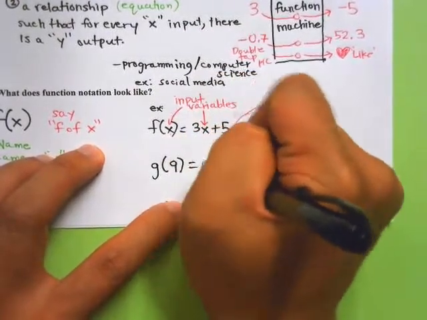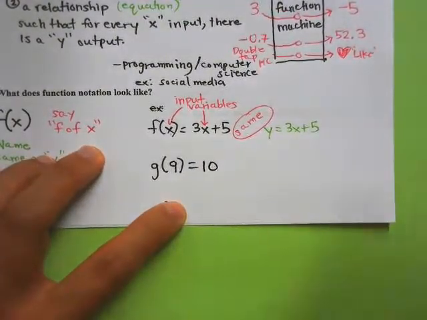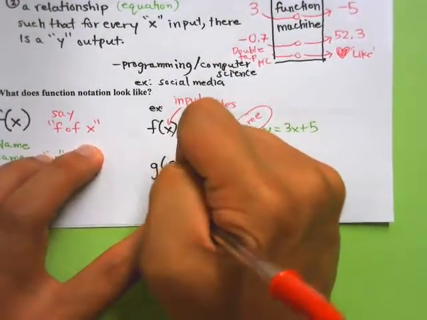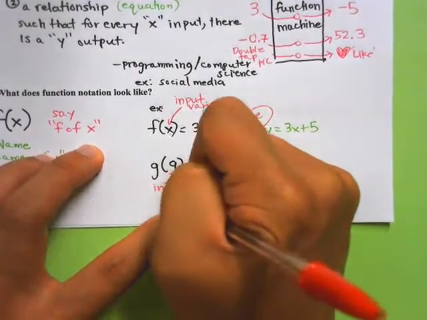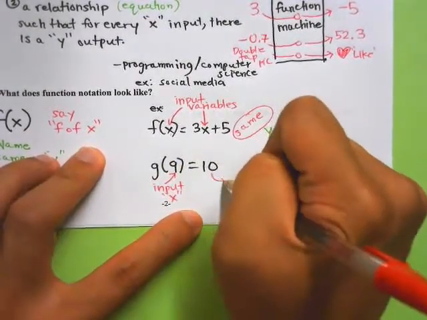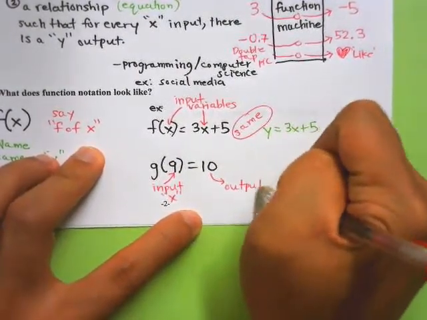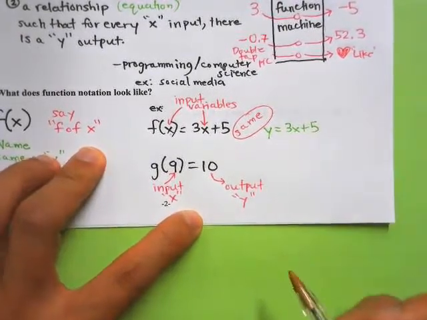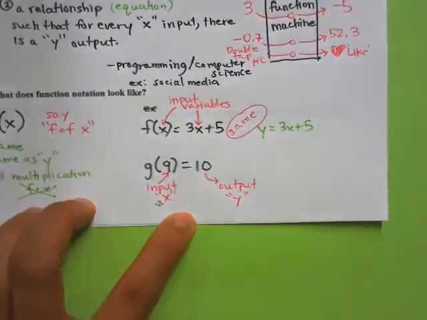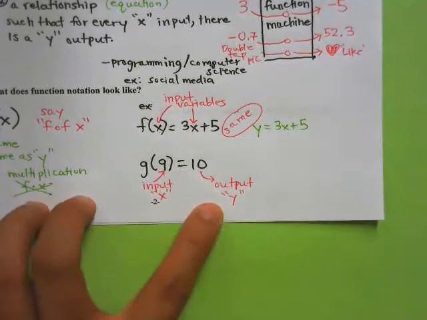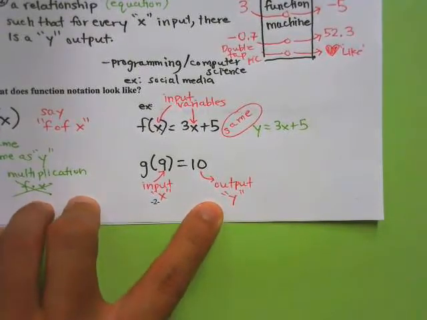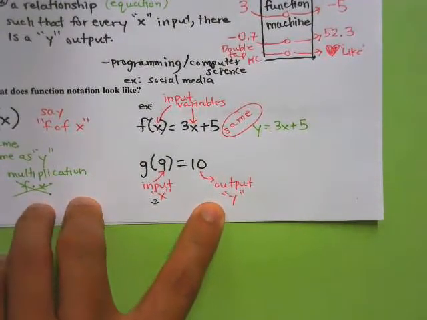Okay, and then your answers today are going to look like something like this. G of 9 is equal to 10. Okay, so this is our input, our x value. We inputted x. And then this is our, I guess, y value or g of x value, our output. So something goes in, and then we get something out of that. Okay, so those are the notes for this.